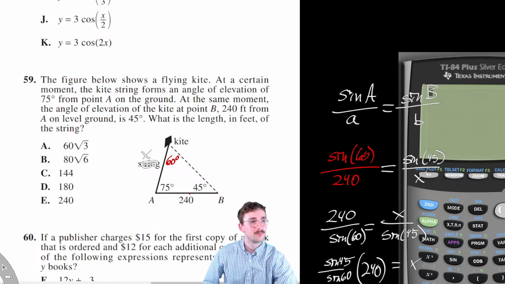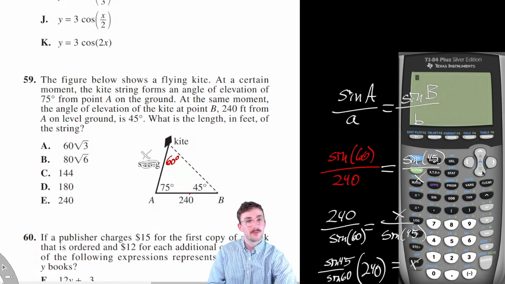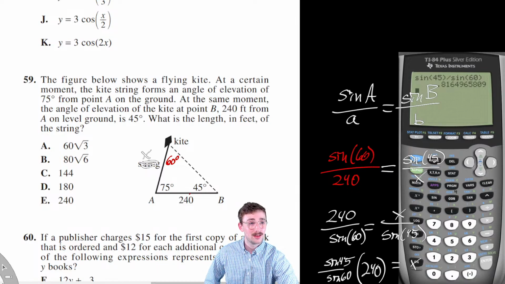I know it's really messy for you all to see this, but I'm just going to try and do this as quickly as possible. So sine of 45, just square root of 2 over 2, divided by sine of 60, which is 1/2. No, square root of 3 over 2. So I use a calculator. All right, I hope that's right. Times 240 is 195 point something.